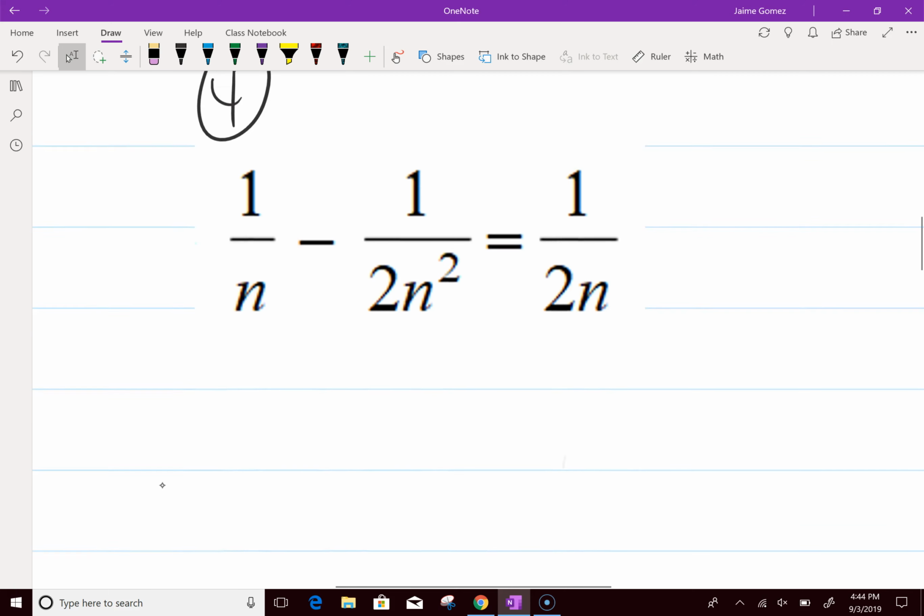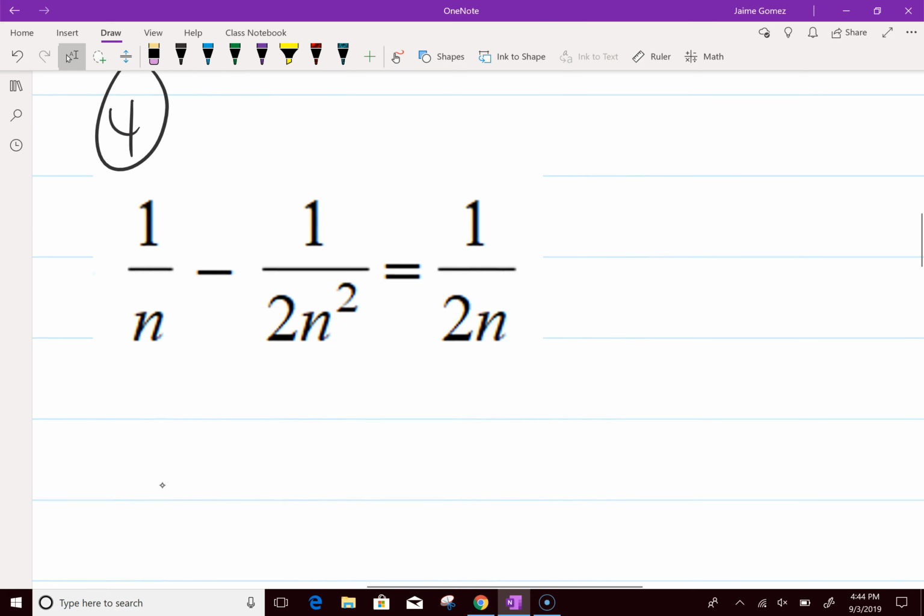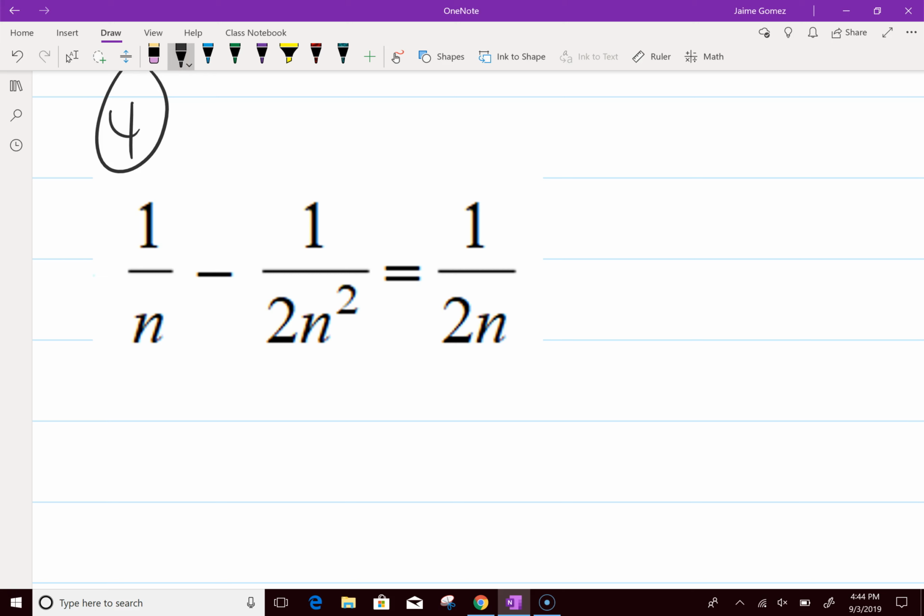And the hardest thing is try to find the common denominator. So in this question here, I have n, 2n squared, and 2n. Look for the one that's the most complicated, the one that has the most junk all around it. In our case, it would be here. It has a 2, an n, and an n squared.